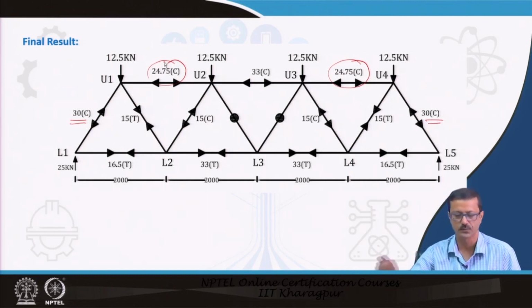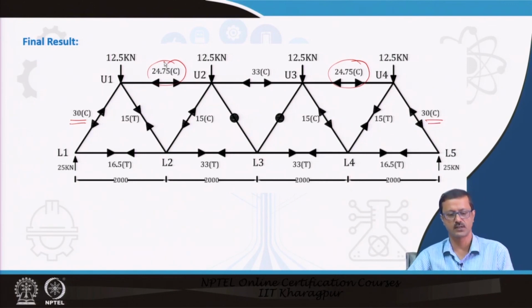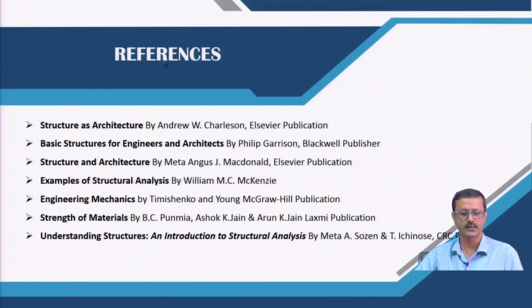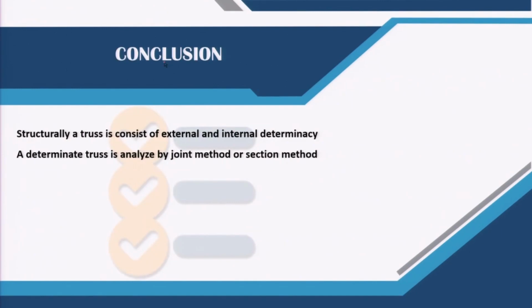The PPT will be provided with this particular lecture. You can go through it and try to solve this. If you have any problem, please write to the forum, and we will answer you. Each and every joint has been taken into account with sigma Fx equal to 0 and sigma Fy equal to 0, and in that manner we have found out the forces. We have taken the reference of particular books for this chapter, for this PPT and these discussions.